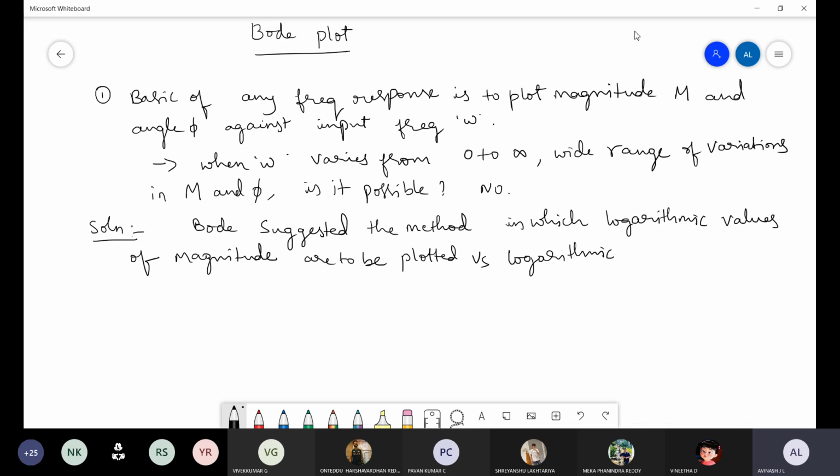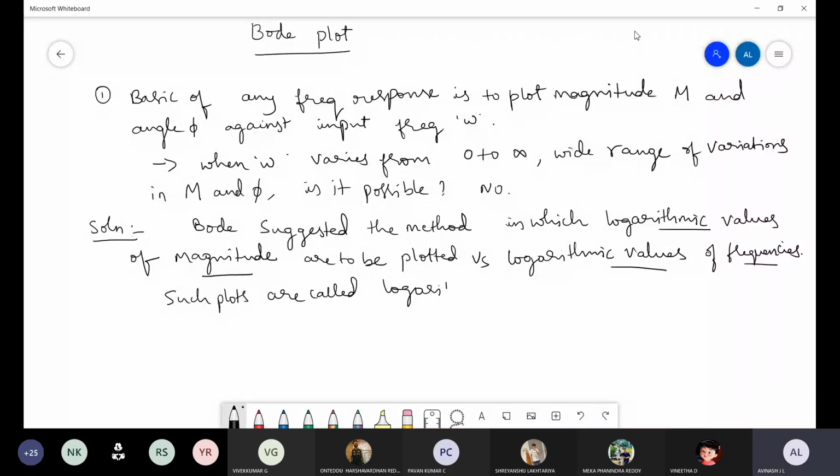Write it down, these are very important things. Bode has suggested the method in which logarithmic values of magnitude are to be plotted versus logarithmic values of frequencies. Such plots are called logarithmic plots.